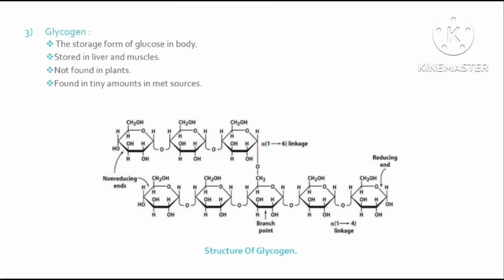The third type of polysaccharide is glycogen, the storage form of glucose in our body. It is stored in the liver and muscles in our body and is not found in plants. It is found in tiny amounts in meat sources. The following is the branch-like structure of glycogen.